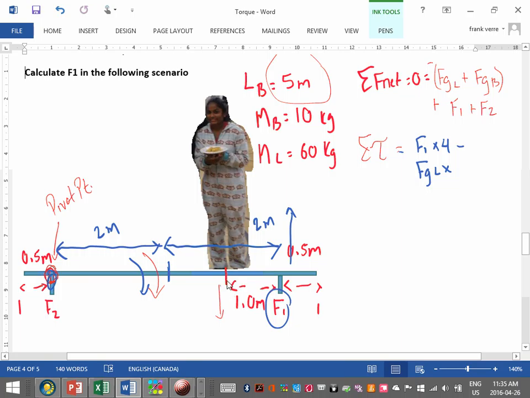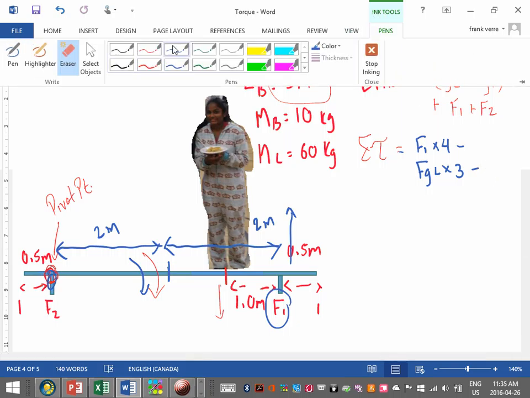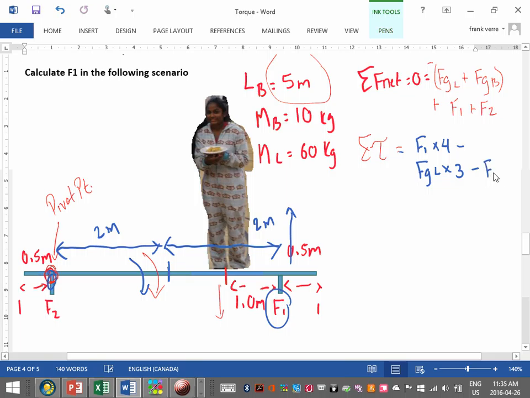Because she is here 1 meter away from F1, which means 1 meter away from the center, plus another 2 meters away from the pivot point. So she's a distance of 3 meters from the pivot point. And what about the mass of the beam? How far away is the mass of the beam from the center of the mass to the pivot point? It's 2. Yeah, it is 2. So, sorry, it's supposed to be F. So the weight of the beam times 2.